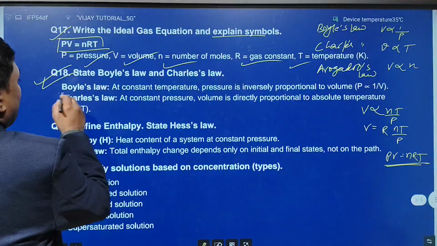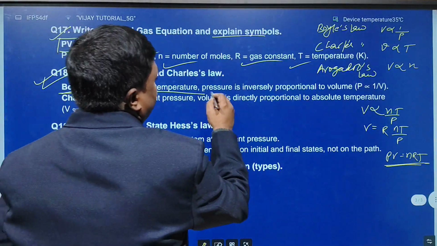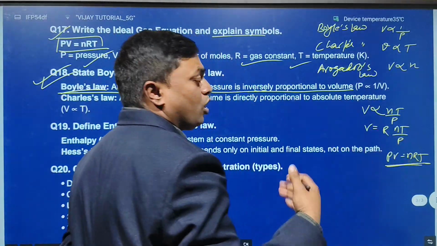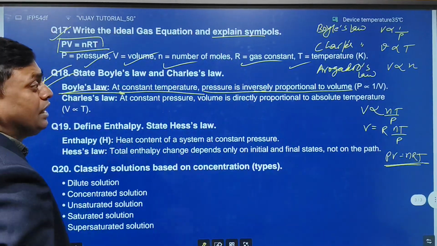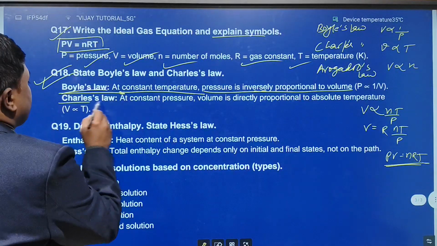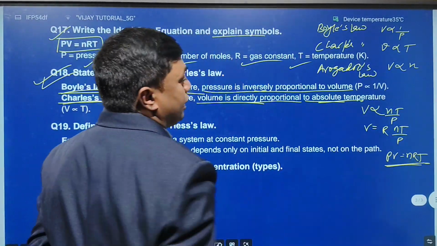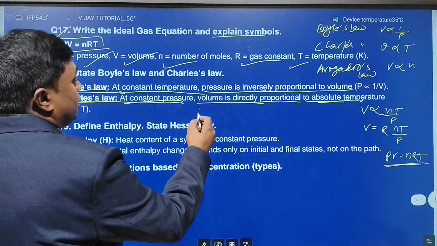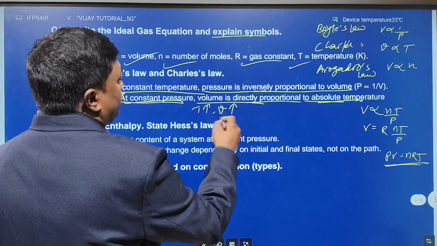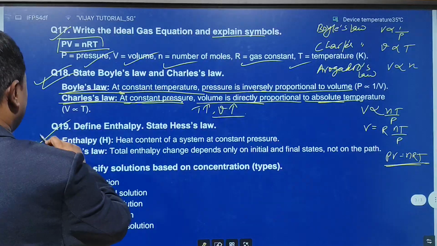What is Boyle's law? At constant temperature, the pressure is inversely proportional to the volume, or we can say the volume of a gas is inversely proportional to the pressure. Charles' law: at constant pressure, volume is directly proportional to the absolute temperature. It means if the temperature is more, the volume is also more. Next question.